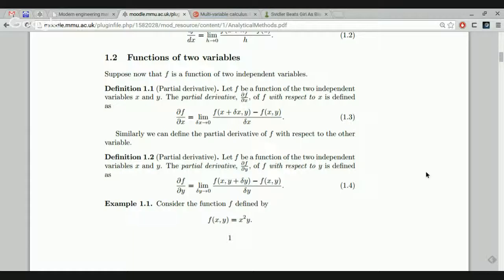We can have functions of any number of variables, of course, and we'll talk about the derivatives of those. But to have a first look at it, we'll just focus on functions of two variables.